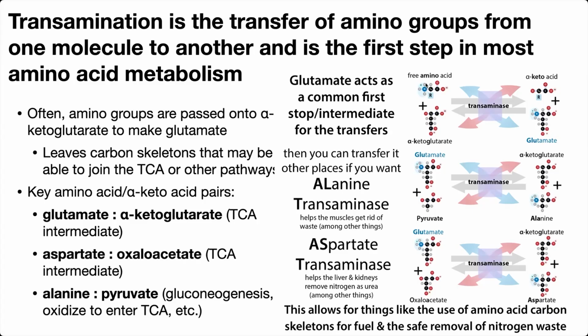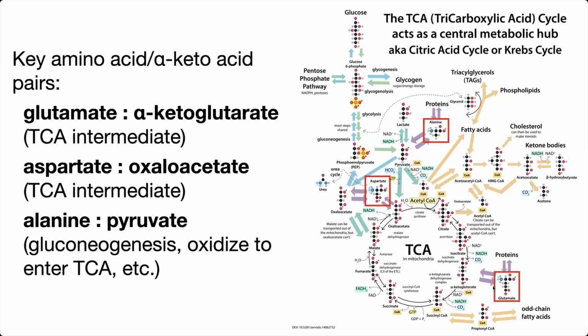You can take an amino group from any amino acid, stick it onto alpha-ketoglutarate, and that'll give you glutamate. But the alpha-keto acid you're left with is going to vary. A couple of the main pairs: you can take alanine and get pyruvate left over. You can take glutamate, and you get alpha-ketoglutarate left over. And you take aspartate and you get oxaloacetate left over. These are key pairs because alpha-ketoglutarate is part of the citric acid cycle, and aspartate can interconvert with oxaloacetate, which is also part of the citric acid cycle.